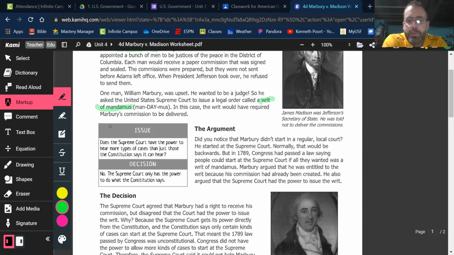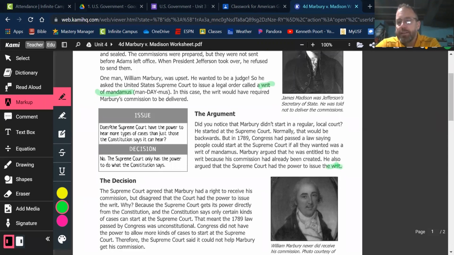Normally that would be backwards, but in 1789, Congress had passed a law saying people could start at the Supreme Court if all they wanted was a writ of mandamus. So basically the Supreme Court just had to make a quick decision on that situation. Marbury argued that he was entitled to the writ because his commission had already been created under the last president, and argued that the Supreme Court had the power to issue that writ.